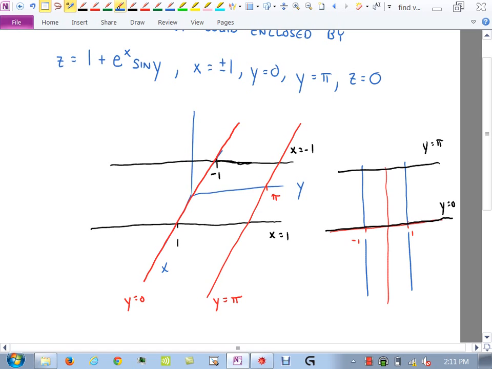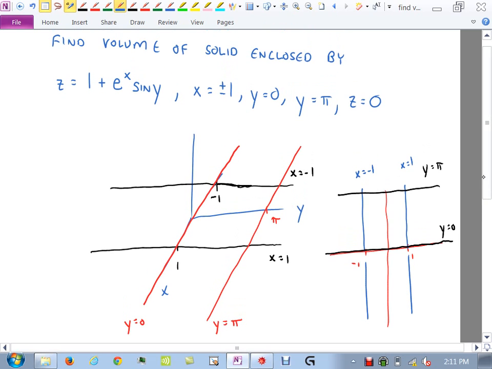Y'all follow this? Pardon me? Is Z equal to 1 more than? Yeah. Right now, we have this and we have this, right? So this is really just finding the volume underneath this, isn't it? Because that's the way I first introduced this concept, didn't I? So your question is, what if that wasn't zero?